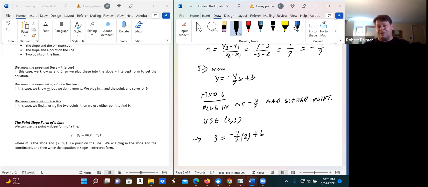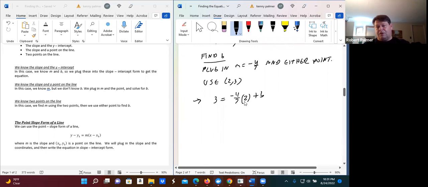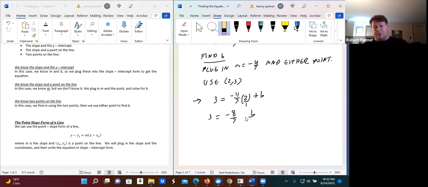Okay. Here, let's simplify this a bit. So think of this as 2 over 1. So we have 3 is equal to -4 times 2 is -8/7 plus b. Now we have a similar equation like we did a moment ago, where you can add this term to both sides and simplify it over here, or you can actually multiply by the LCD, and I think that's an easier way to go. So our LCD, or least common denominator, is 7.